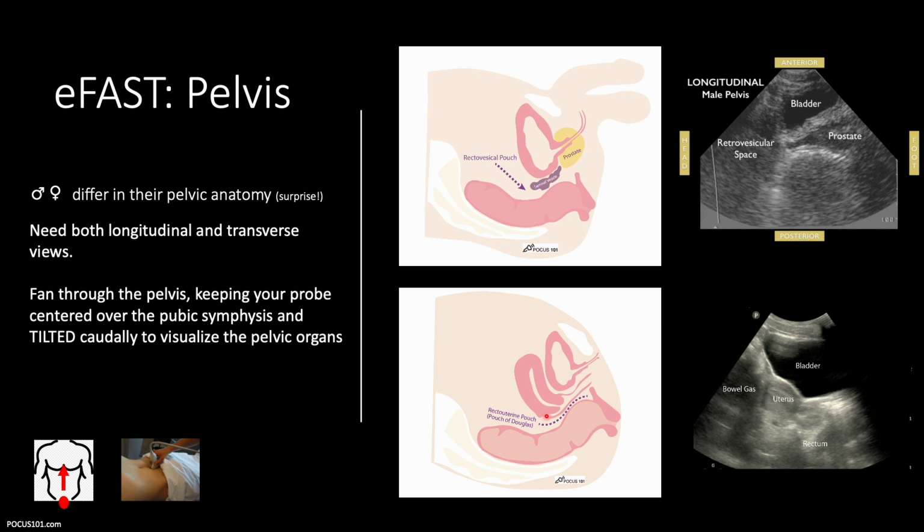The other thing is because there's a lot of small nooks and crannies in the pelvis between all of these different organs, it's really important that you get both longitudinal and transverse views when looking at your patients. So you'll start by holding your probe centered over the pubic symphysis and tilting it caudally to visualize the pelvic organs, and then you'll fan your probe back and forth in the longitudinal and in the transverse view to be able to fully visualize these spaces. Let's show you some examples of positive findings.